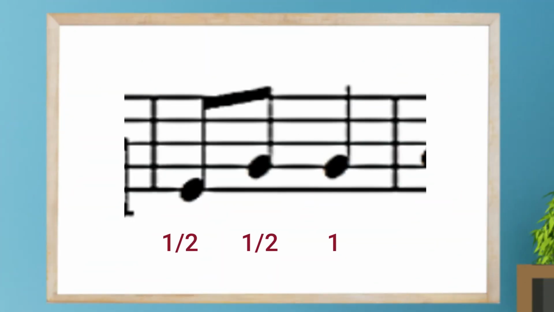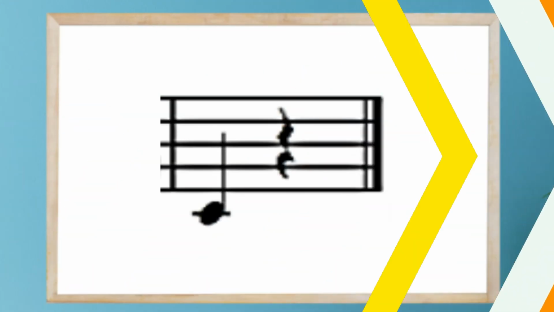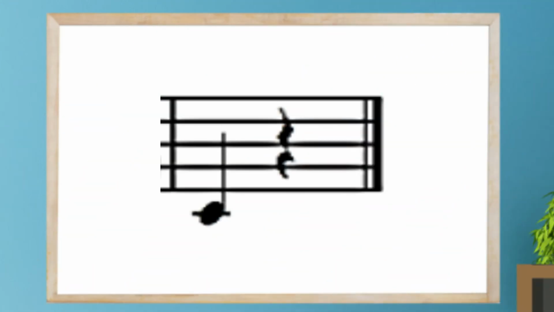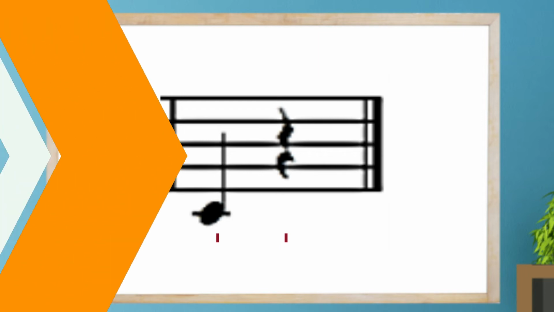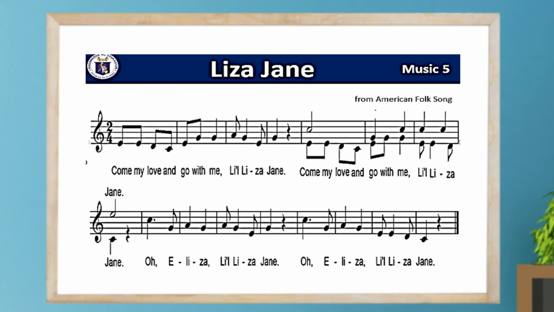1/2 plus 1/2 plus 1 equals 2. And how about the last measure of the song? The last measure has 1 quarter note and 1 quarter rest. So we have 1 plus 1 equals 2. So the last measure has 2 beats. The rest of the measures of this song also have 2 beats.